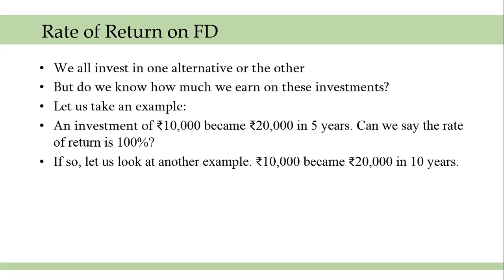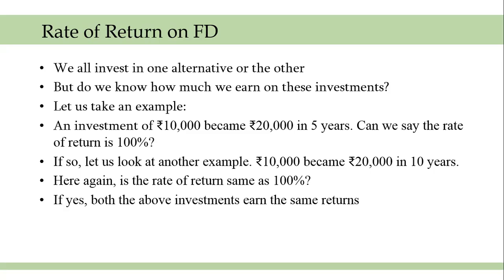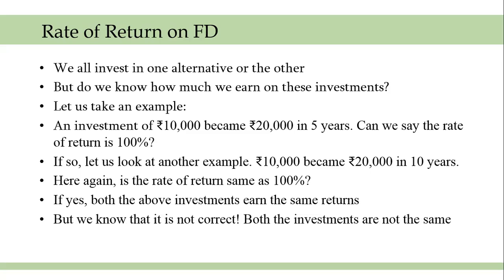If that is the case, let us take another example. Rupees 10,000 invested became rupees 20,000 in 10 years. Going by the same logic, here again, the rate of return is the same 100%. If that is the case, both these investments should be the same. But we know that both of them are not the same. Therefore, computing the rate of return in this manner is not correct.